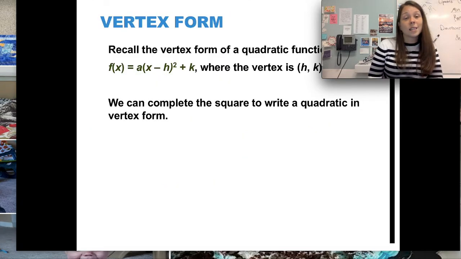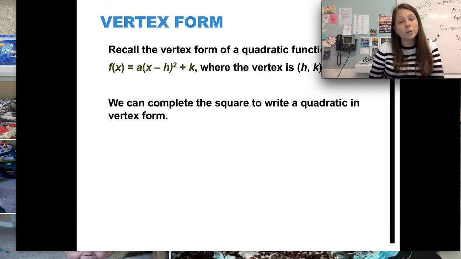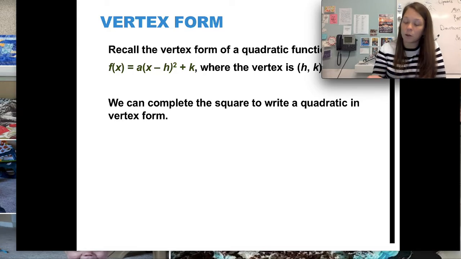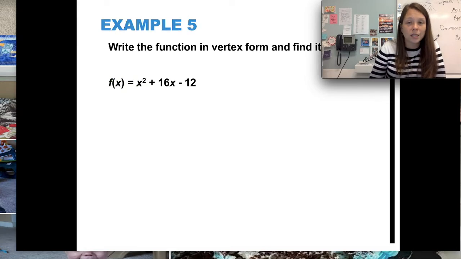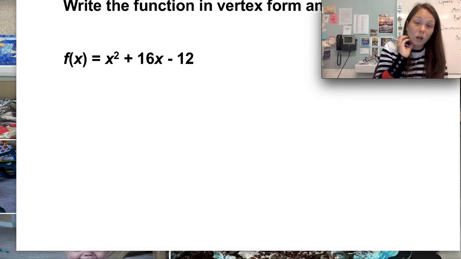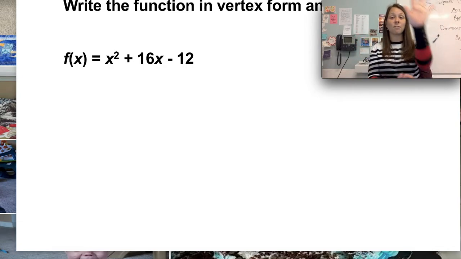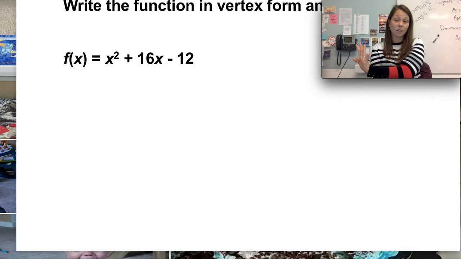So the very last thing we're going to learn about today is to go from standard form back to vertex form using a little bit of this process of completing the square. So let's take a look at example 5. We have x squared plus 16x minus 12. Before I start this problem, I'm going to rearrange it so that my f of x, which is really y, is going to be on the right side versus the left side.